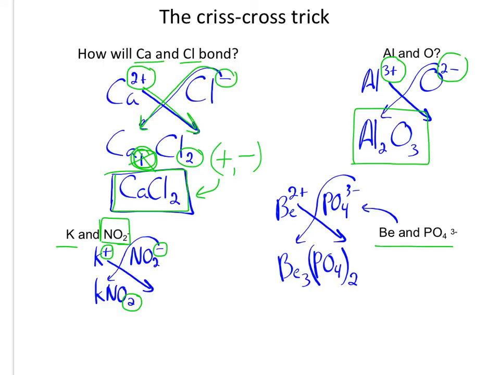And finally, beryllium and PO4 3 negative. Beryllium is 2 plus, PO4 is 3 negative. Switch the charges, Be3, PO4 2.